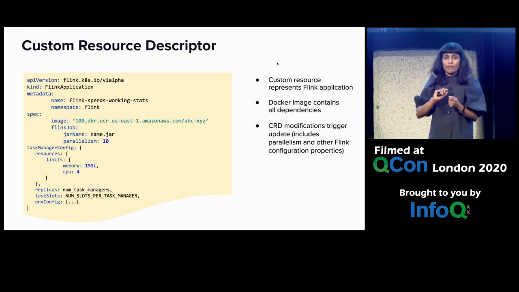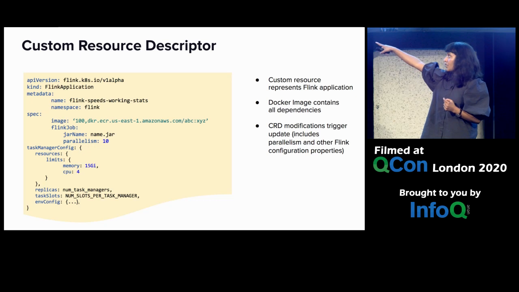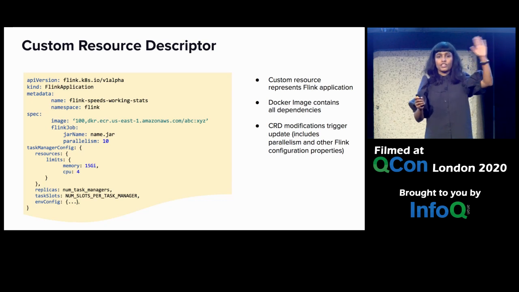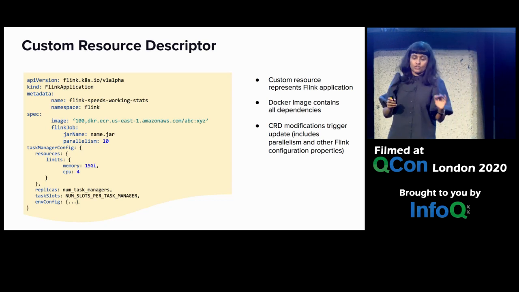So if I go back and update this over here, like change the CPU to 1, I don't need to do anything because the Flink Kubernetes operator is constantly listening to these changes. So it will listen to these changes and it will update it.